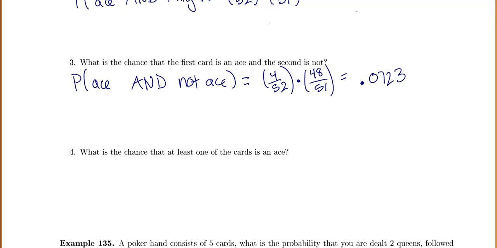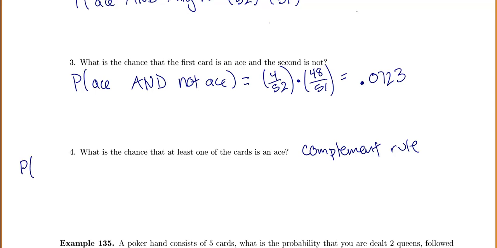And number 4, what is the chance that at least one of the cards is an ace? Now this one you have to do using the complement rule. There is no way you would do this not using the complement rule. It would take way too long because you would have to figure out thousands of possible outcomes, find each of the individual probabilities and add them up if you were trying to not use the complement rule. So let's use the complement rule.